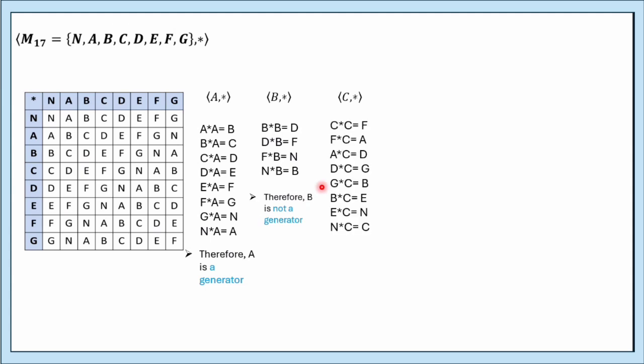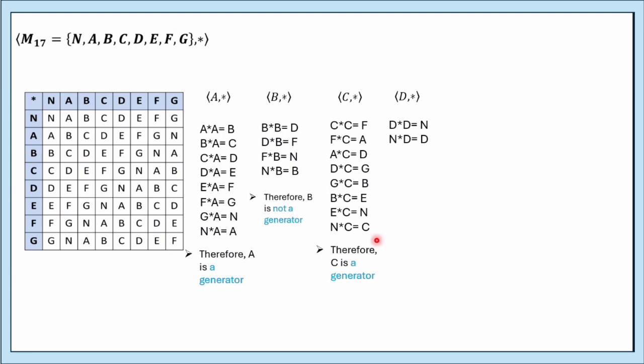For C, we have C star C is equal to F, star C is equal to A, star C is equal to D, star C is equal to G, star C is equal to B, star C is equal to E, star C is equal to N, and N star C is equal to C. Since C generates all the elements of the set, C is a generator.